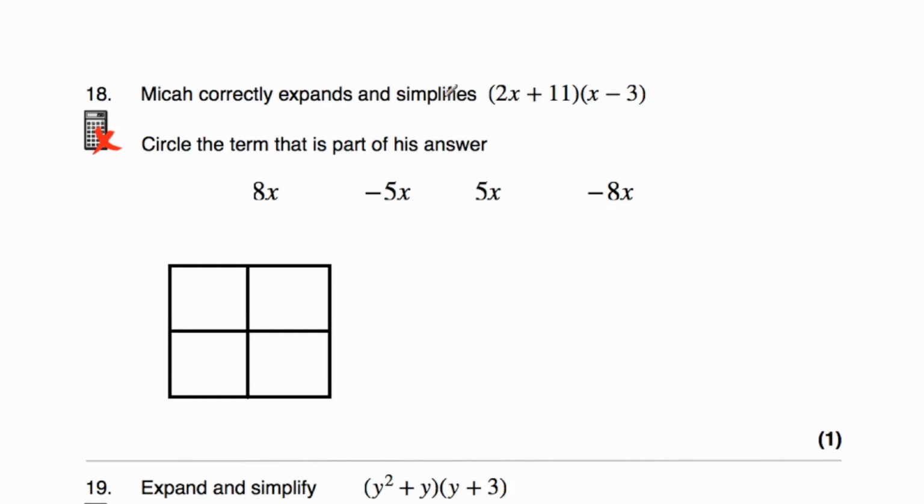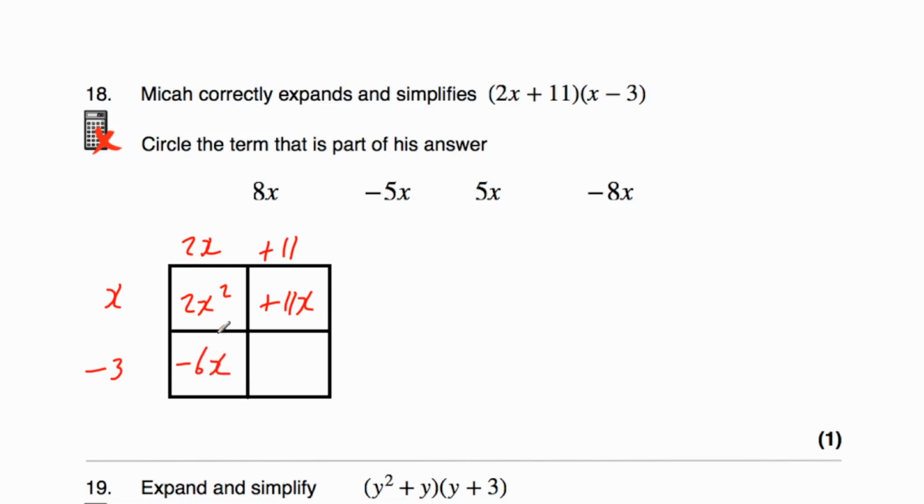Mika correctly expands and simplifies (2x + 11)(x - 3). And we've been asked to circle the term that is part of his answer. So let's expand his brackets and see what he got. So we've got 2x plus 11, and we've got x minus 3. So 2x times x, well, that would be 2x squared. Then we've got positive 11 times x, that's going to be plus 11x. Then we've got 2x times negative 3. Well, a positive times a negative is a negative, and 3 times 2x is 6x.